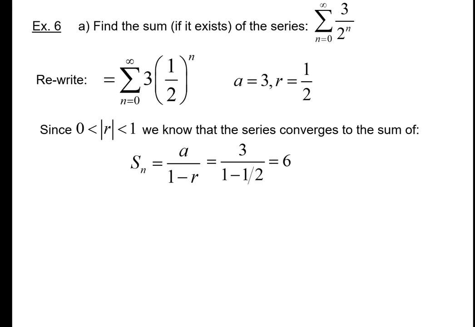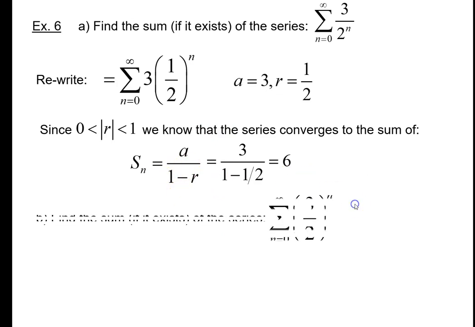And by the way, I think there is a little typo here. This shouldn't have an n there. This is the infinite sum, not the partial sum. So this n should not be here. Cross that out in your notes. It should just be s. The infinite sum is equal to a over 1 minus r, which is 6.